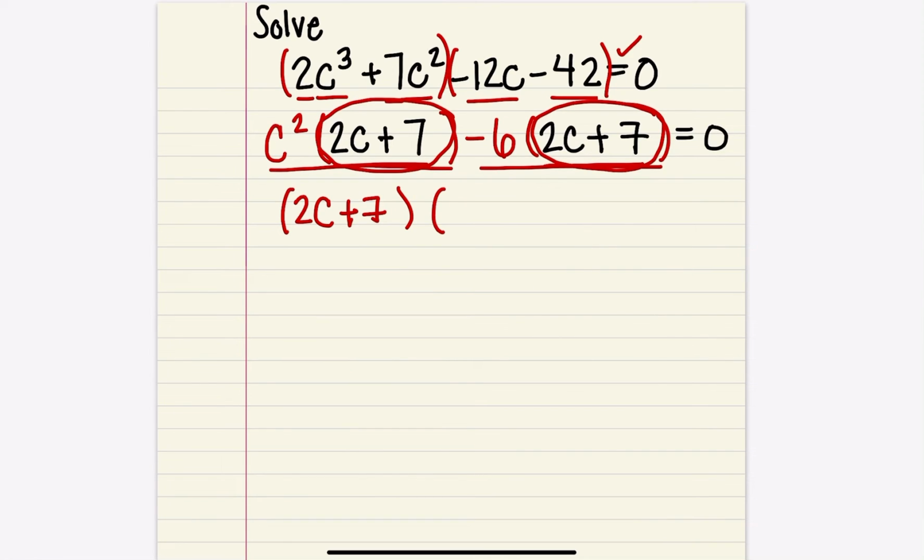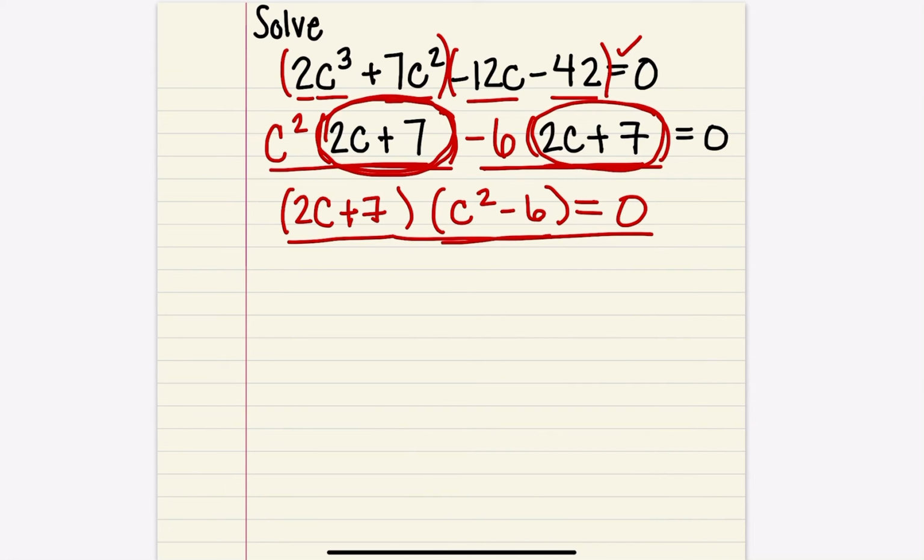Now what would be left over? If I take this whole grouping and move it out front, I'm left with a c squared. Looking at this second term here, I take this whole grouping out, I'll be left with minus 6. And all this is equal to 0. Now I can apply my 0 property. This times this is equal to 0.